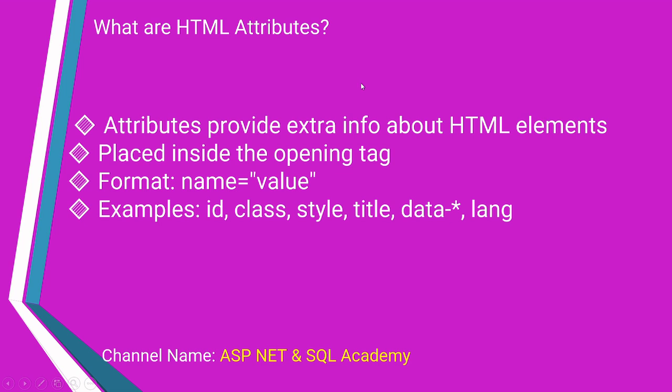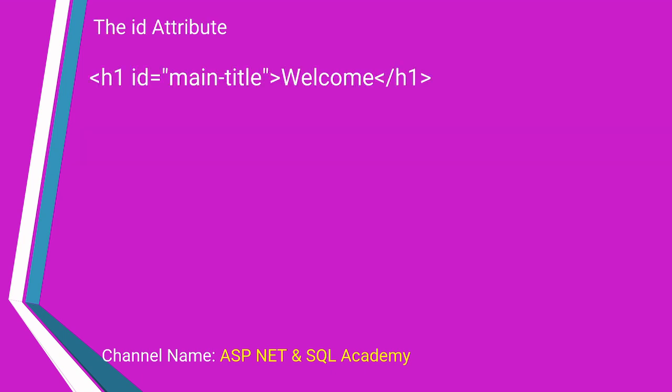Attributes are special words used inside HTML tags to control the element's behavior or appearance. They provide additional information to browsers and developers. The ID attribute assigns a unique identifier to an element. It helps with styling, scripting, and linking to specific parts of a page.